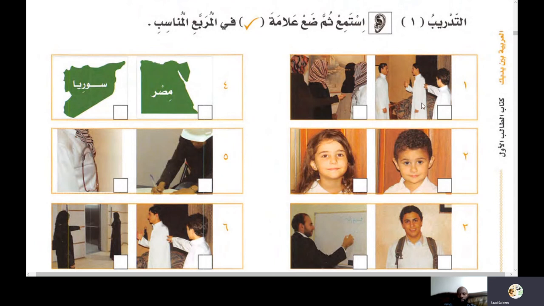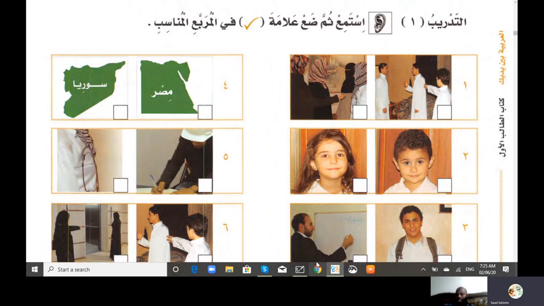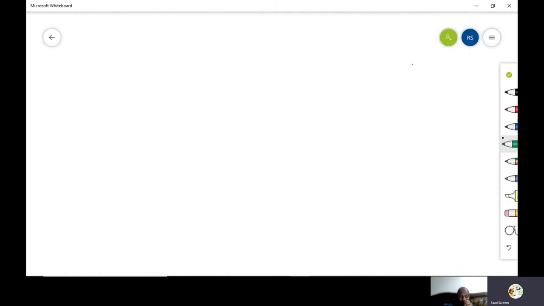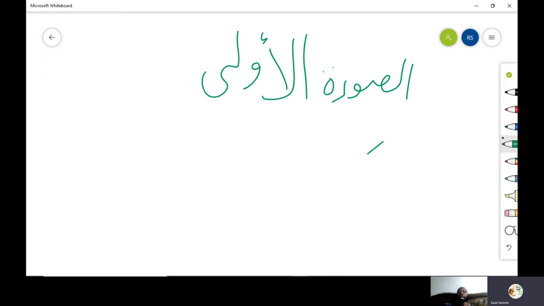So okay. Here you have two pictures. I will say a word. You will tell me which picture. For the first picture, you will see As-Suratul Ula. And for the second picture, you will see As-Suratus Saniya. Okay. What will you say for the first picture? As-Suratul Ula. Yes, As-Suratul Ula. And second picture? As-Suratus Saniya. Okay?